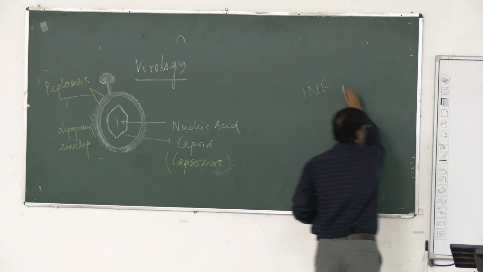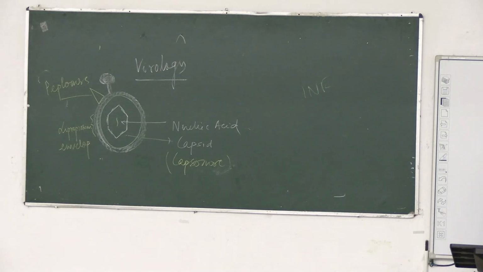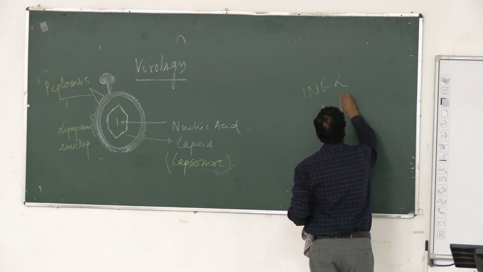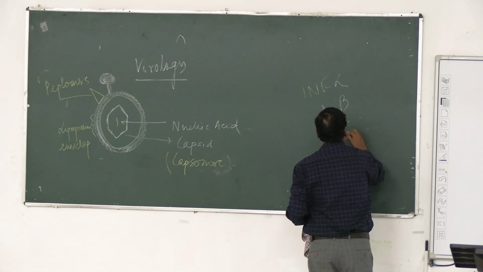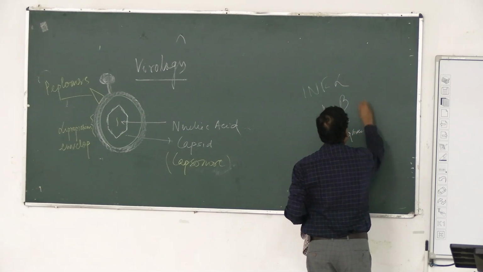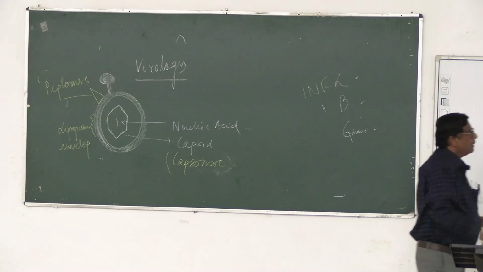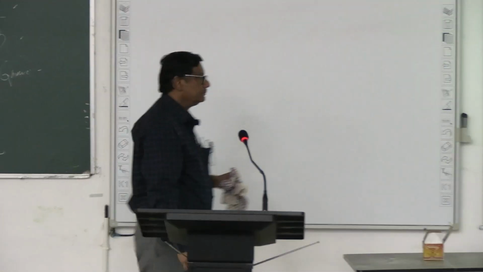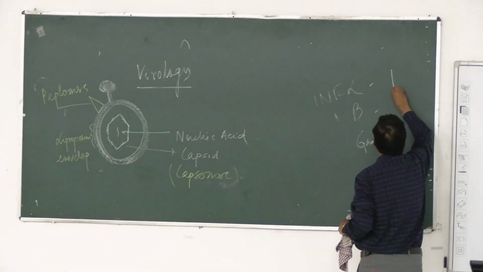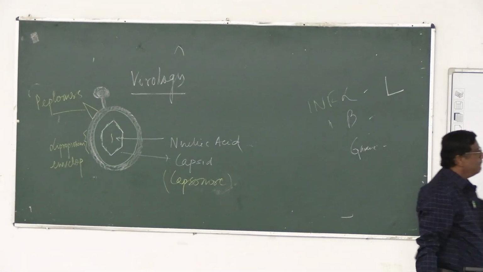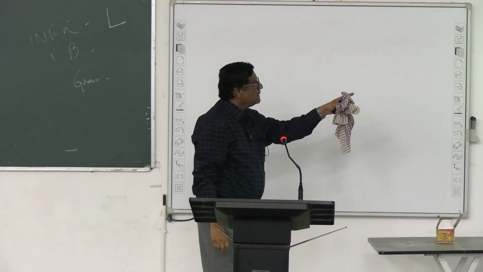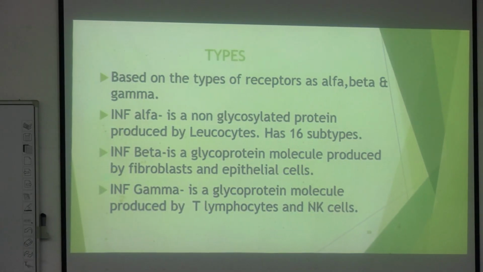Interferon alpha, interferon beta and interferon gamma. Alpha is a non-glycosylated protein produced by leukocytes. How to remember? The beta, a glycoprotein, the same thing. It is a glycoprotein. The first one is non-glycosylated.